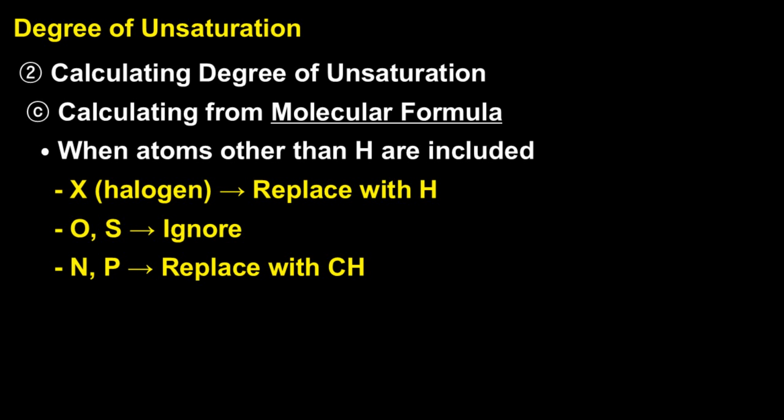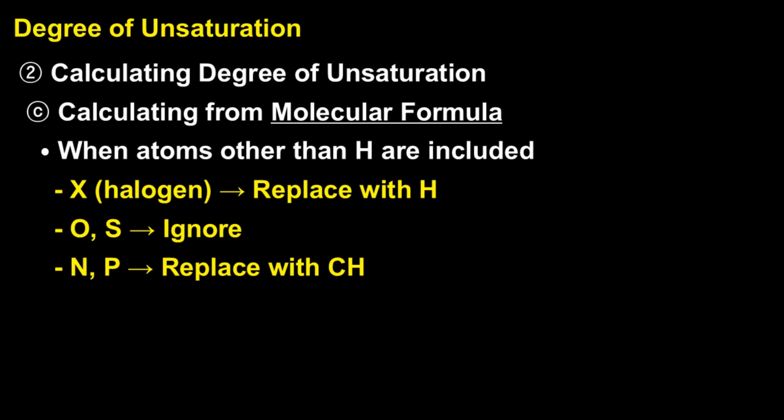Sometimes, the molecular formula includes atoms other than carbon and hydrogen. So, how do we deal with those? Luckily, there's a simple rule set we can follow. If the molecule contains a halogen, like chlorine, bromine, or fluorine, just count it as if it were a hydrogen. One halogen atom basically replaces one hydrogen when calculating the DU. Now, if you see oxygen or sulfur, you can ignore them. They don't affect the number of hydrogens in the way we care about for this calculation.